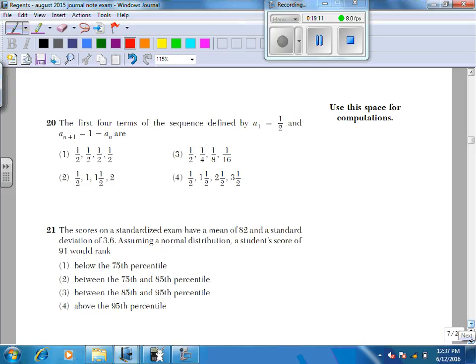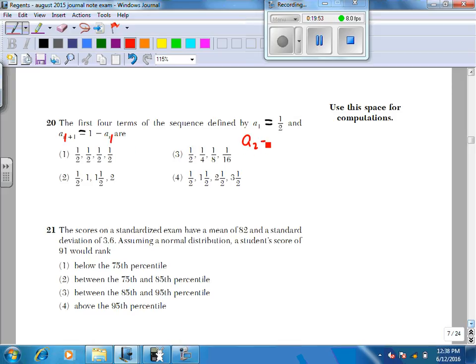And last couple. First four terms of a sequence are defined by a sub 1 equals 1/2 and a sub n plus 1 equals 1 minus a sub n. So what this is saying is to find any term, to get to the next term, you're always doing 1 minus the nth term, which is the previous term, to get the n plus 1 term. So if our first term is 1/2, you can literally plug into here to find the second term. We need a 1 right here and a 1 right here. So 1 plus 1 is 2.